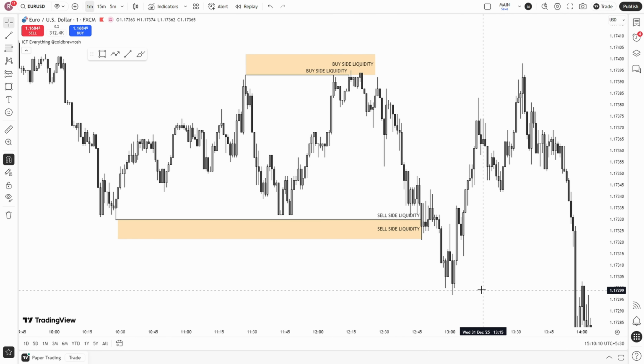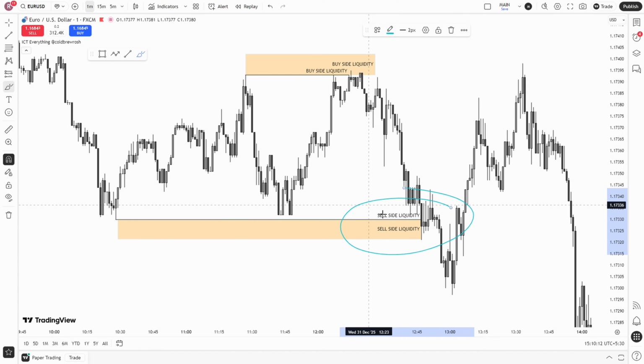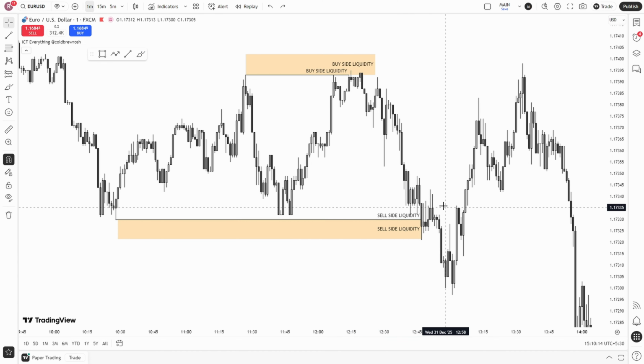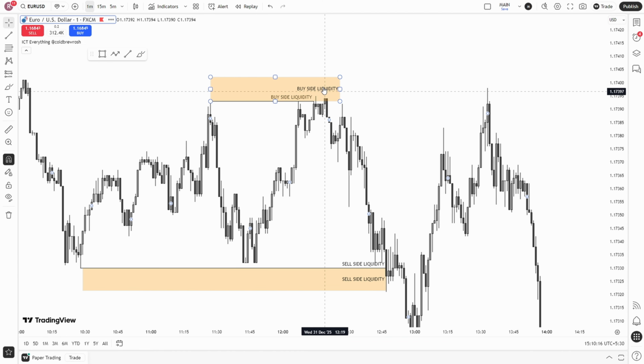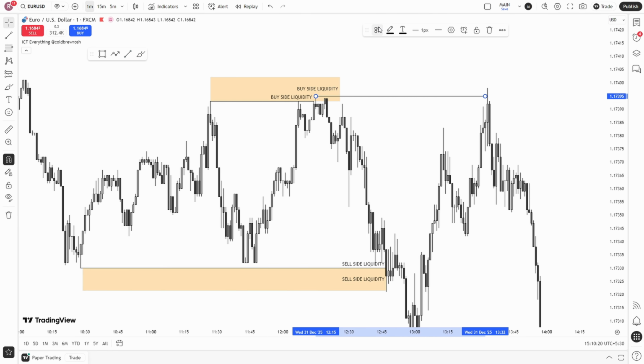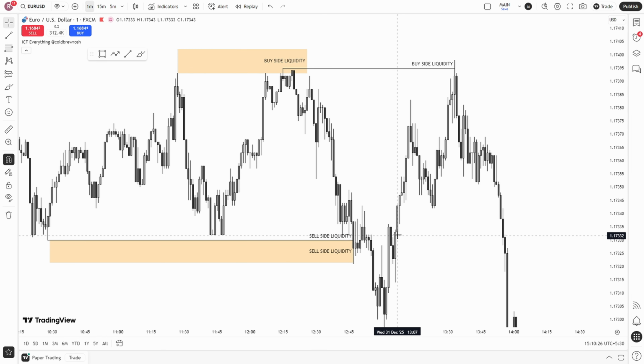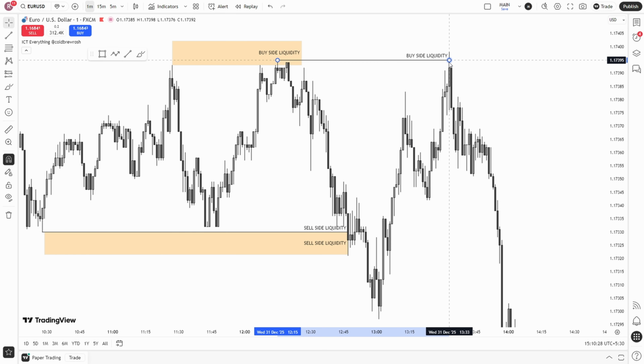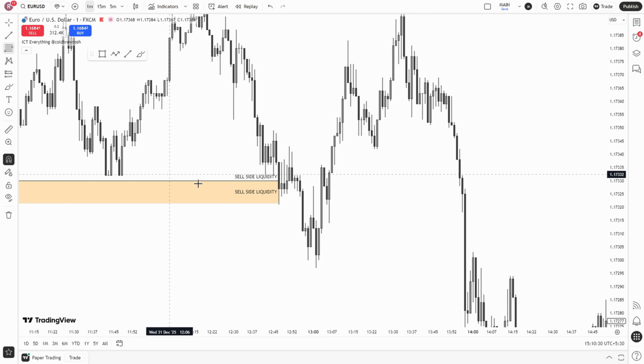So now, as our external sell-side liquidity has been swept, what can I expect next? What I'm expecting is for price to go and take the newly generated highs, the highs that previously took out the external buy-side liquidity. So as you can see here, we had our sell-side liquidity taken. After that, this is where we're going to start looking for our 2022 model.